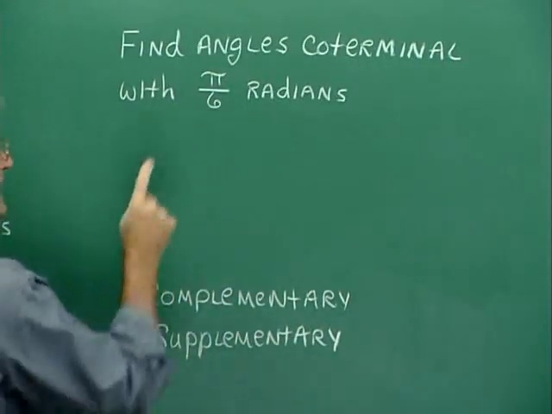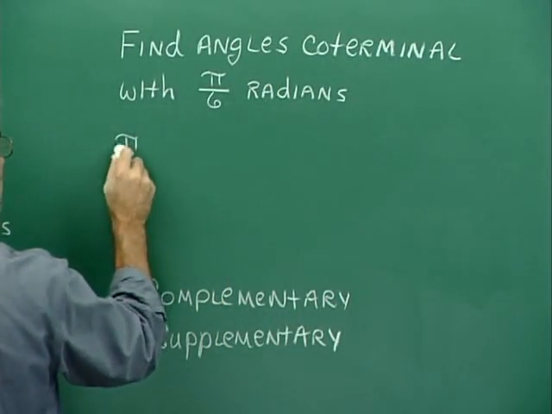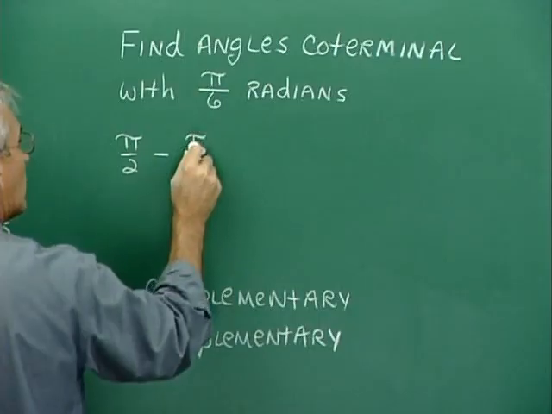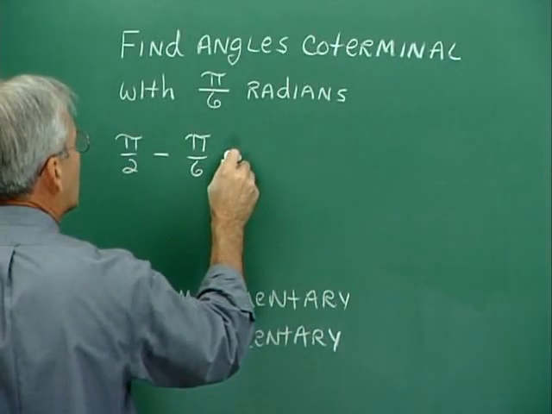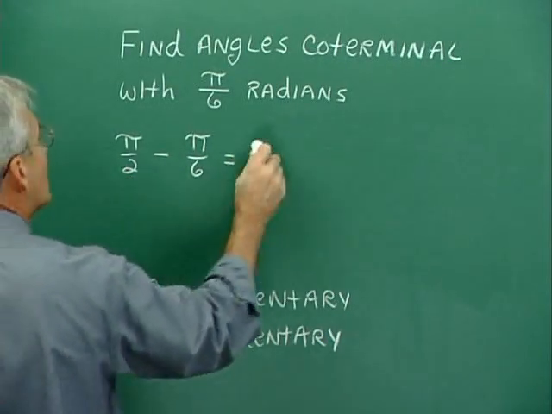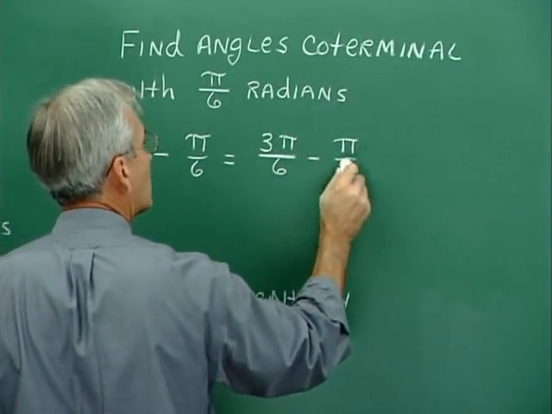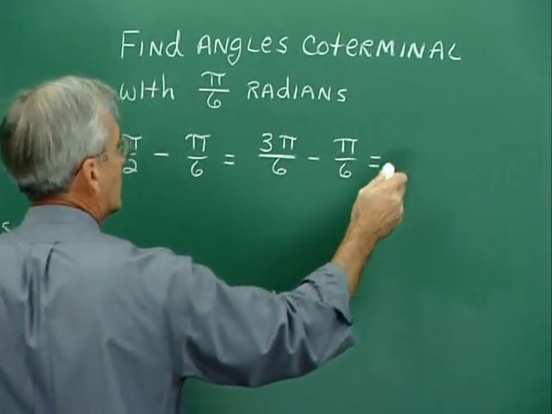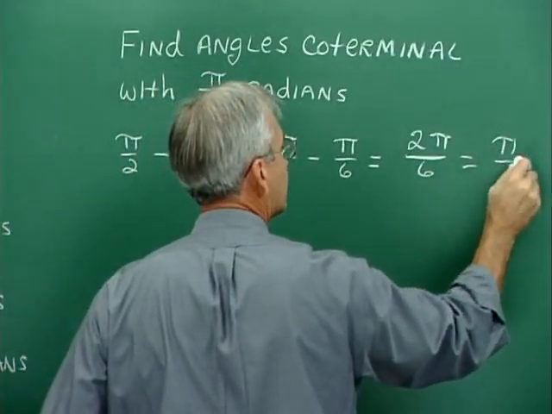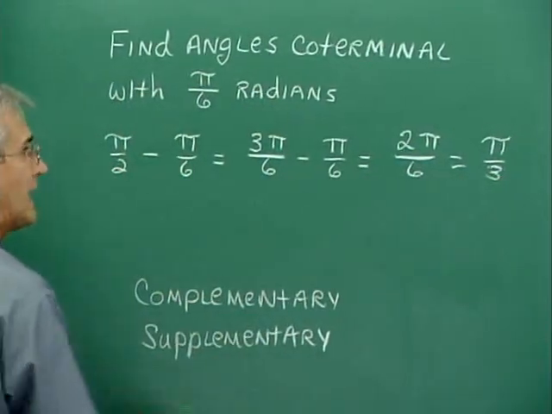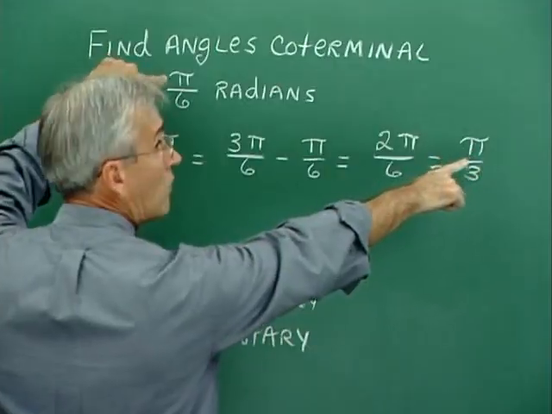All right, so for the complement of pi over 6, we know the total of the two angles must be pi over 2, so we take pi over 2 and subtract pi over 6, and we'll have the complement of that angle. I think the common denominator is 6, so we have 3 pi over 6 minus pi over 6 becomes 2 pi over 6, or pi over 3. So an angle of pi over 3 is the complement of the angle pi over 6, because together they total pi over 2.